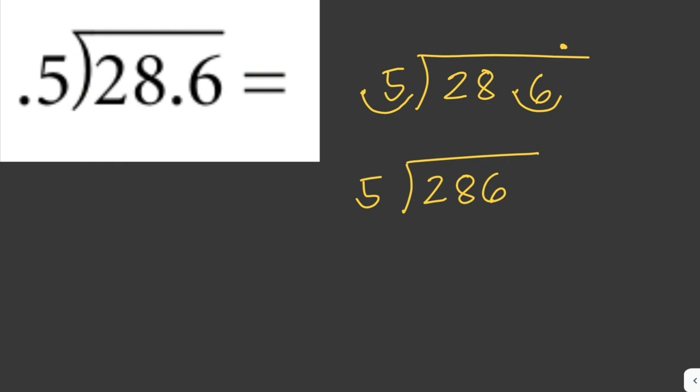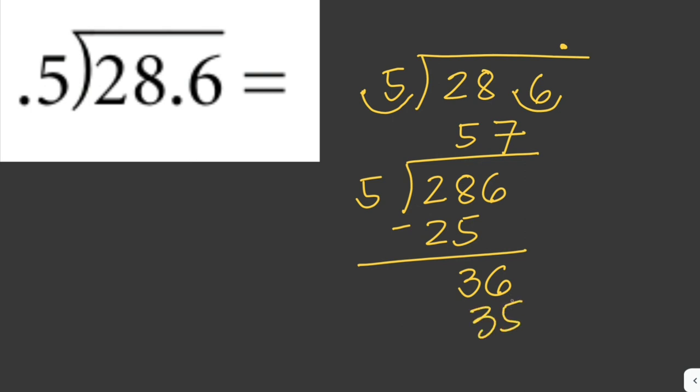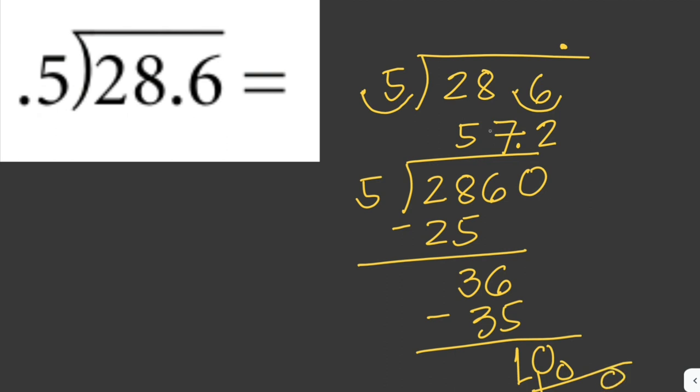So 28 divided by 5 is just 5. 5 times 5 is 25. 28 minus 25 is 3. And then we bring down 6. 36 divided by 5 is just 7. So 7 times 5 is 35. And then 36 minus 35 is 1. So we have our decimal point here. We have a remainder 1, so we can add 0 here, or bring down 0. 10 divided by 5 is 2. 2 times 5 is 10. Then 10 minus 10 is 0.